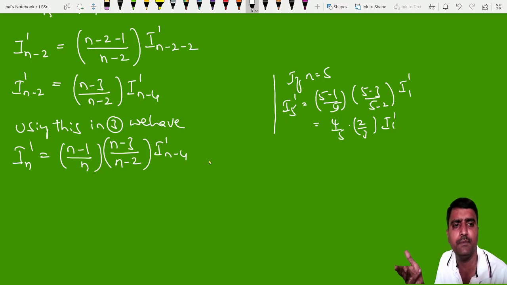So that means you take any odd number like n is equal to 7, n is equal to 9. The same thing happens, but the difference is that a few more factors get added, that's all. Okay, so like that, you can generalize the result.